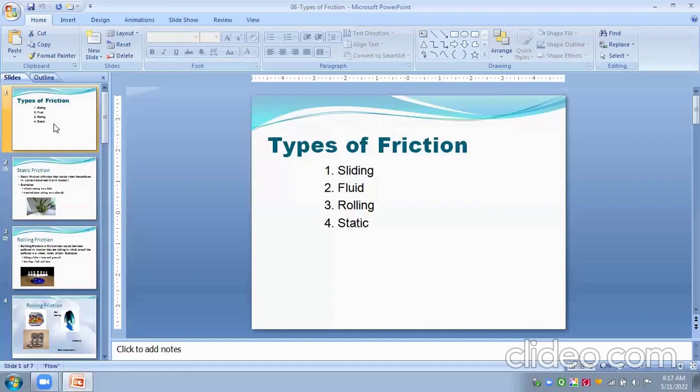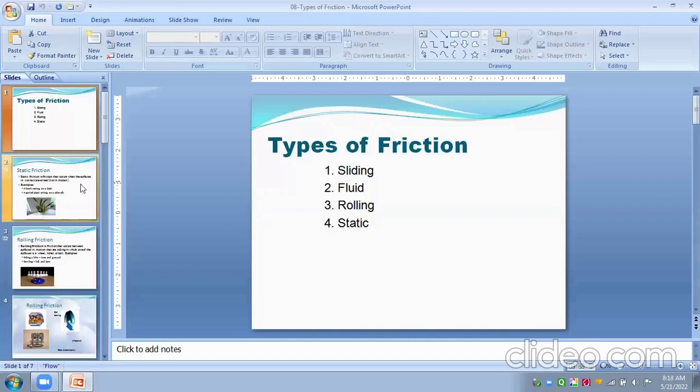And the third category is based on lubrication between these contacting surfaces: dry, boundary, fluid and mixed, which we have seen in the previous lecture. Sliding and fluid is viscous friction. Rolling friction is one in which there is relative motion between the two contacting surfaces, and static friction is under rest conditions.